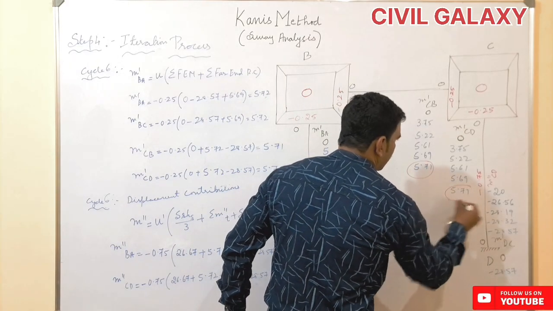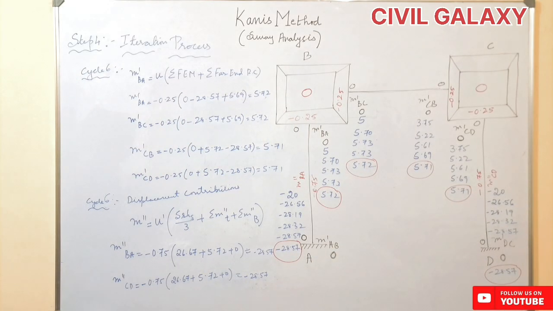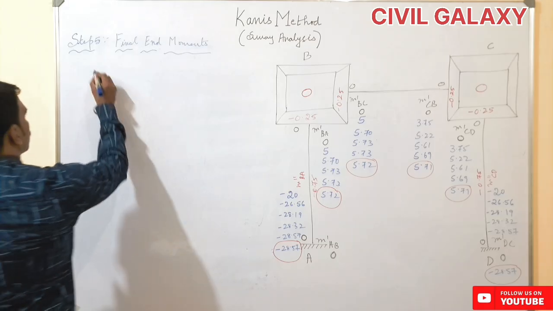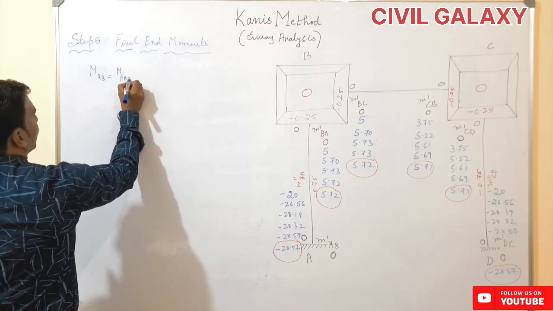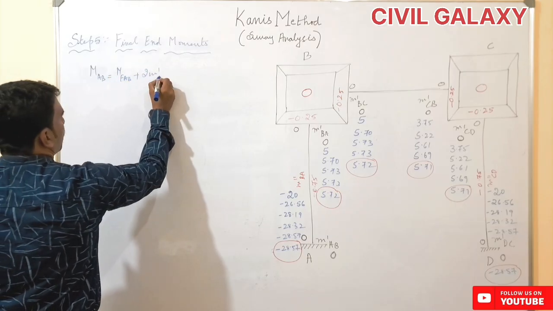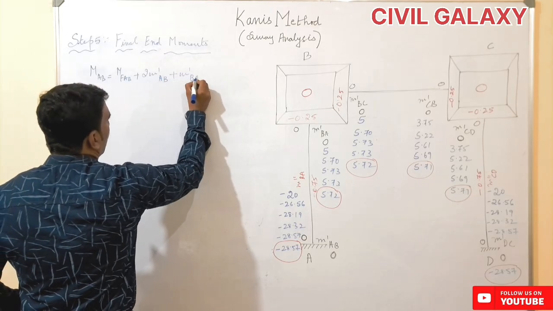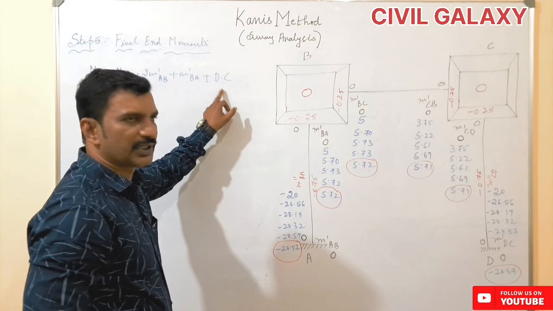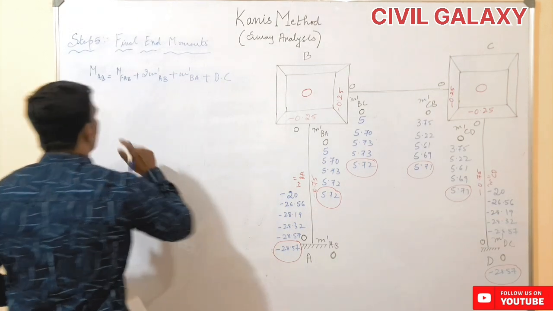So here this one, and here this one, we'll take as the values for the final end moments. So the last step here will be to find out the final end moments. If we want to find out the final end moment from A to B, we know the formula, that is MF AB plus 2 times the rotation contribution about the near end plus 1 times the rotation contribution about the far end plus the displacement contributions. Since we are going for a sway analysis, we have to consider this additional value also.